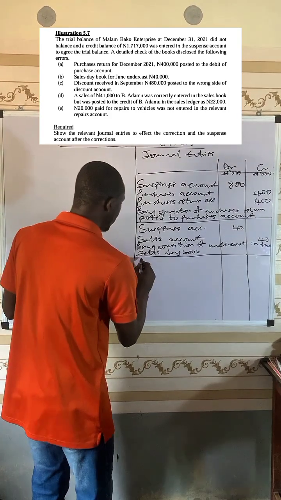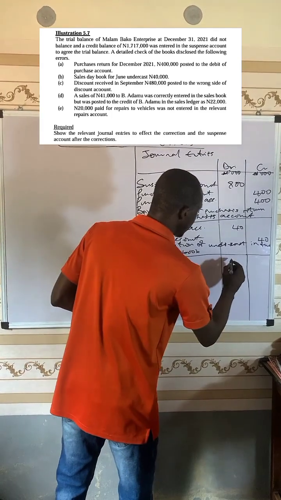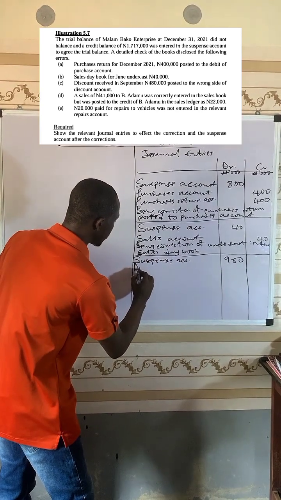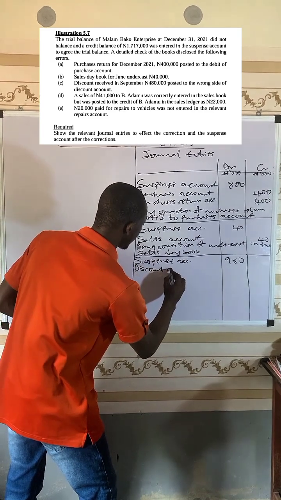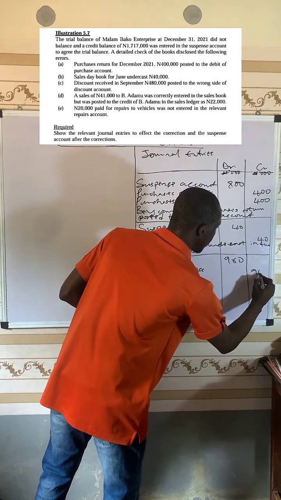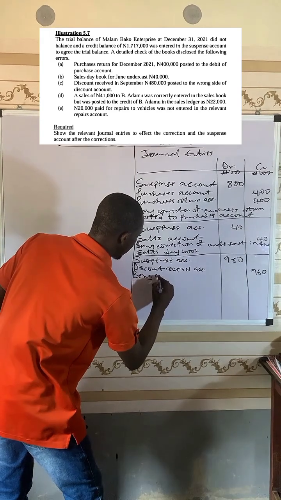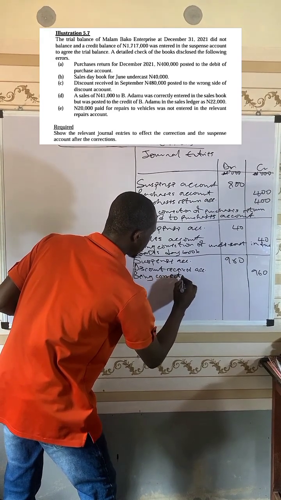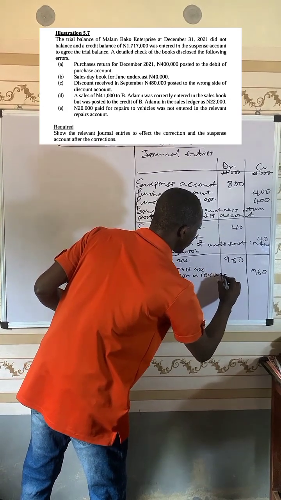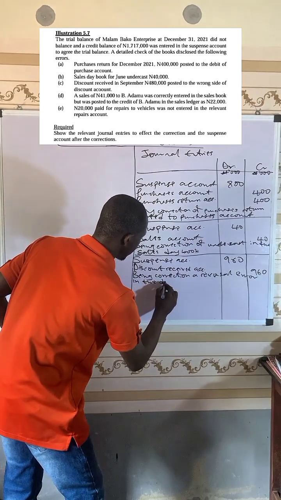So to correct, you debit your suspense account with 960,000 and credit your discount received account 960,000, being correction of a reversal error in the discount received account.